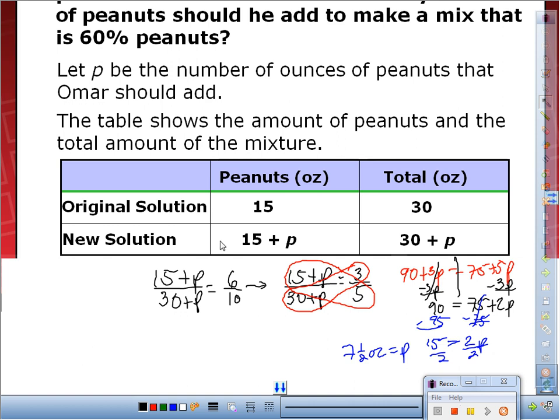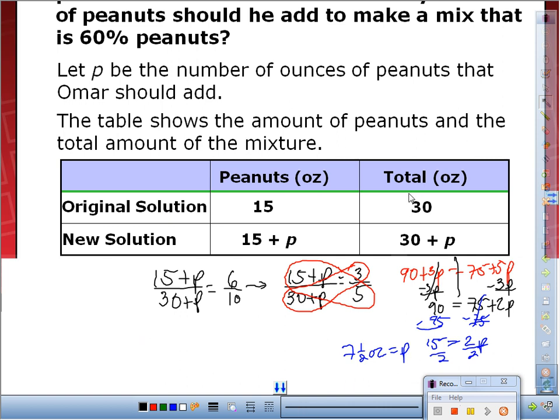Then you write it as a fraction, change it into a decimal. Make sure you write the 60% as a fraction, which is 60 over 100. All right, so let's move on.